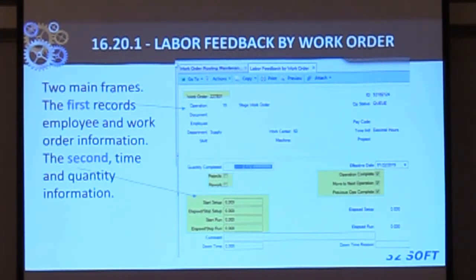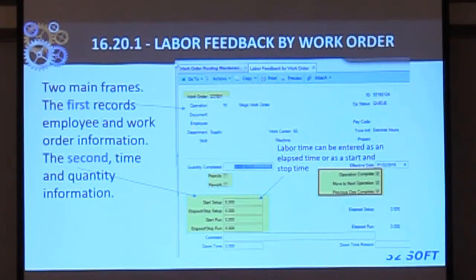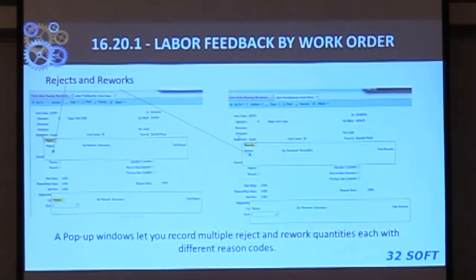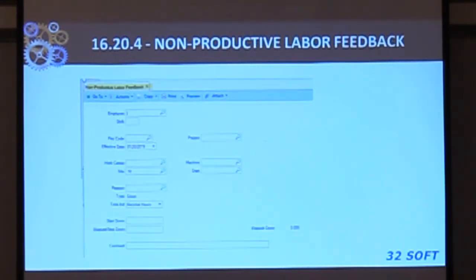And then the second has to do with the standard times, either start, stop, or elapsed, and operation complete, move to next, or previously complete. And I found that they really need to teach your operators how this works, because if they don't do it right, that can really mess up the shop's work control. You can also reject and rework parts within 16.21, and this allows a little pop-up that you can use a reason code for and assign different reject quantities and such to individual work or reason code.